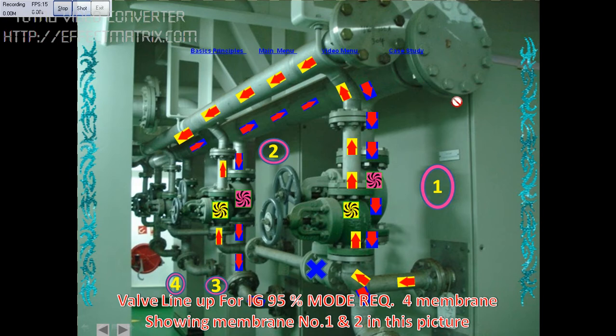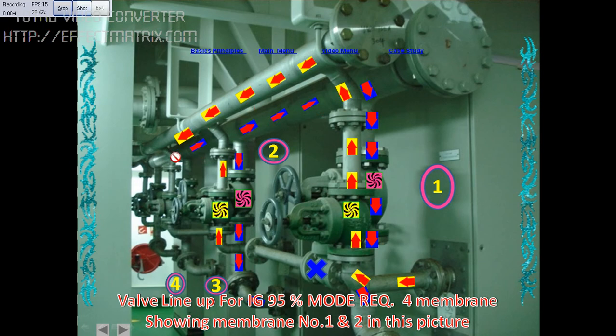Today I'll be explaining the nitrogen generator. In this picture, you can see the actual picture taken on the ship. What I'm trying to show you is how the nitrogen generator is working. You can see the arrow mark moving.